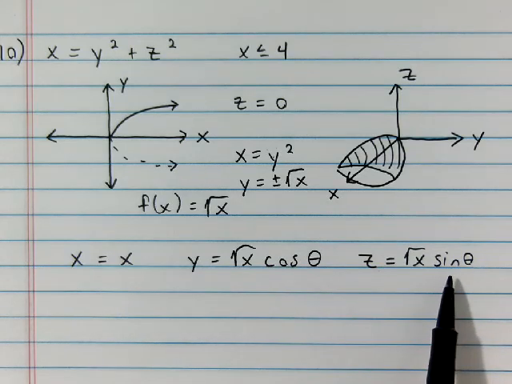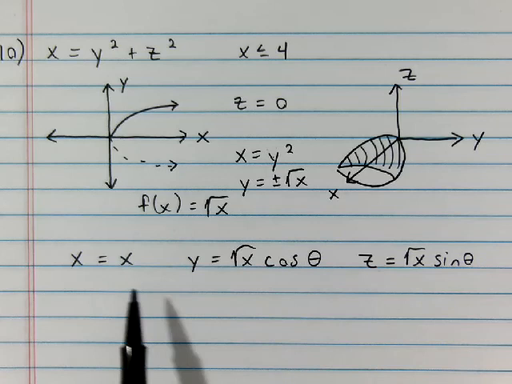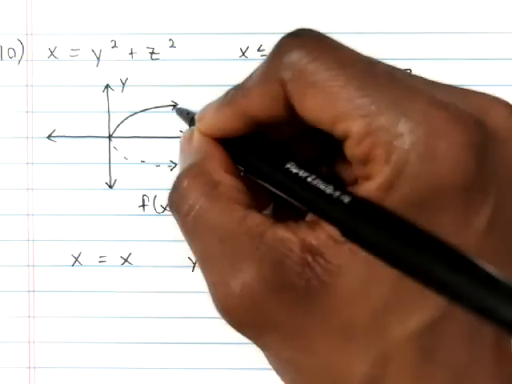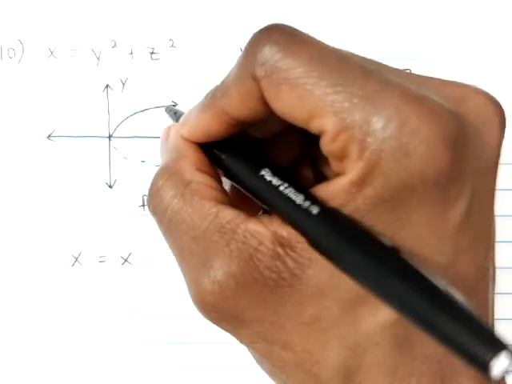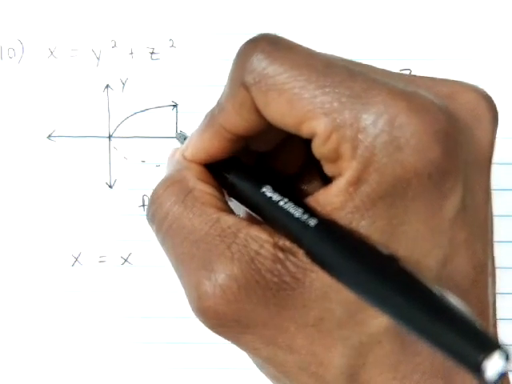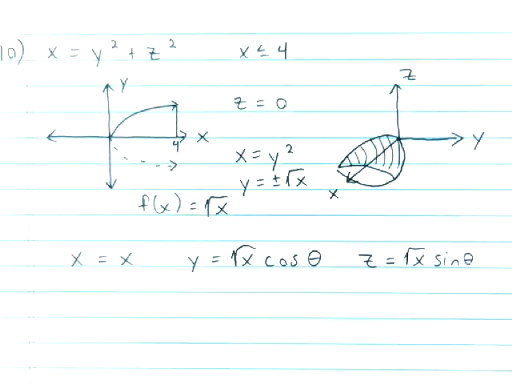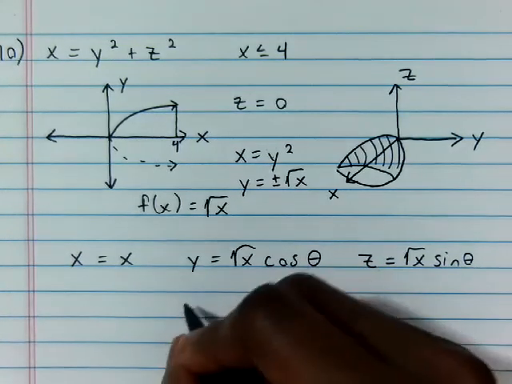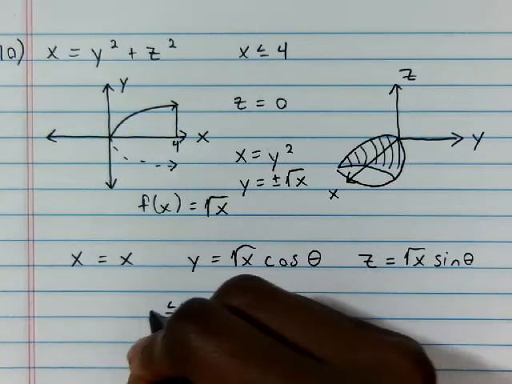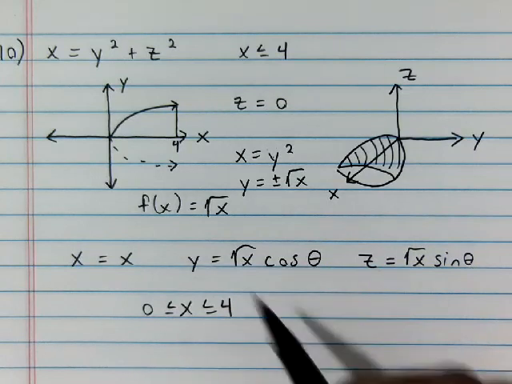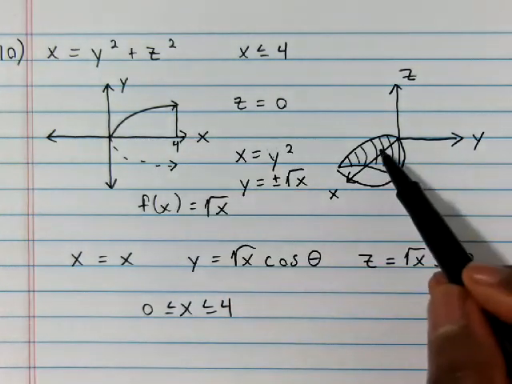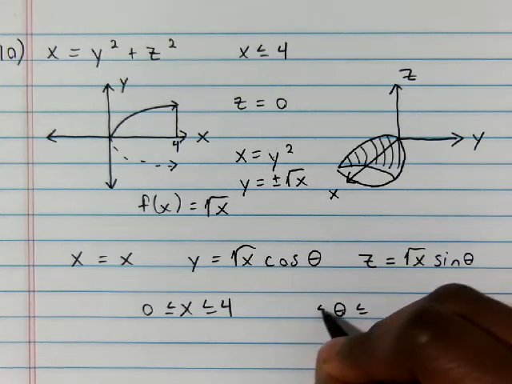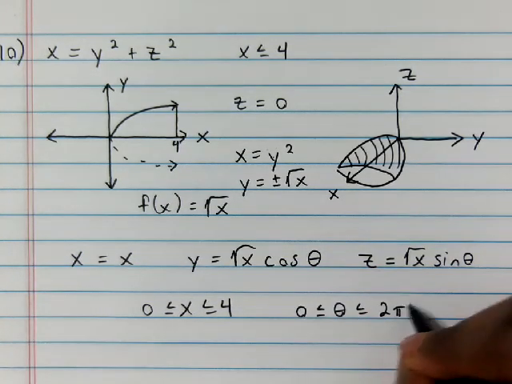All right, so now always check, do we need some bounds on our parameters? Here we were told that x has to be less than or equal to 4. So that's how this thing is getting cut off right there. If you want to, on this picture, you can sketch right there and say that's 4. So x then varies from 0 to 4. And theta, because we want to go all the way around, we want to get this full paraboloid, theta is going to vary from 0 to 2 pi.